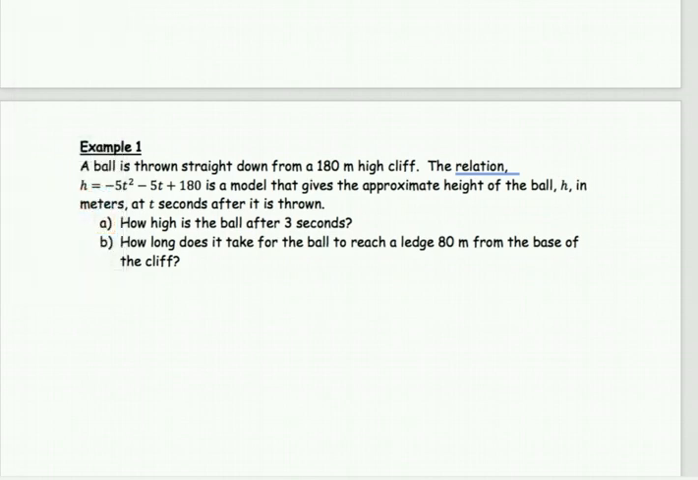All right, so we have a ball. It's thrown straight up. Okay, or no, sorry, straight down from a 180-meter cliff. Here's the equation that models the fall of the ball, and h is height, t is time. So let's get a diagram drawn here.